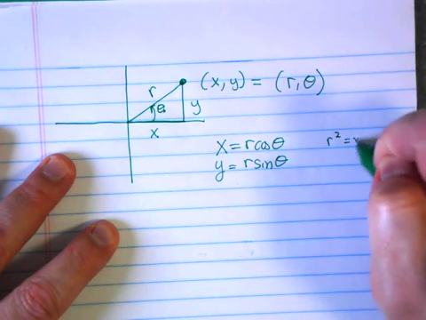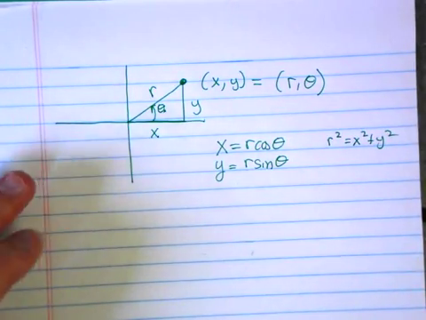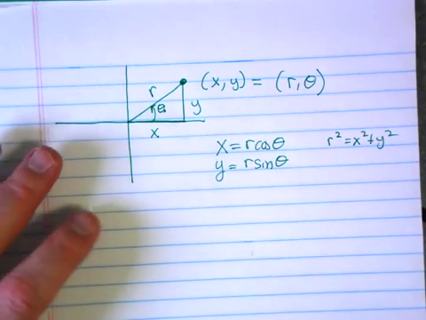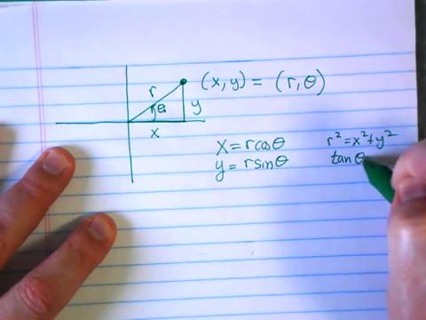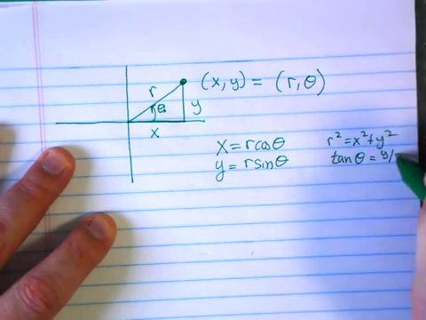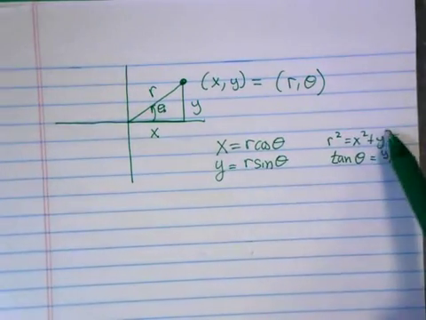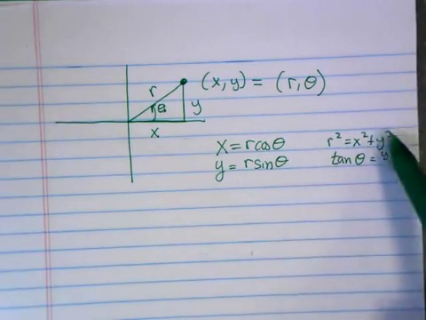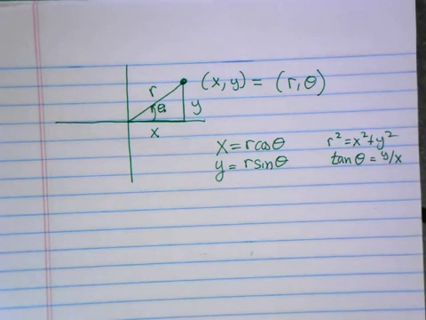r squared equals x squared plus y squared. That's just our regular old Pythagorean theorem. That's nothing new. And then I think we had tangent of theta equals y over x. So typically we use these formulas when we're given x and y and we're trying to find r and theta.